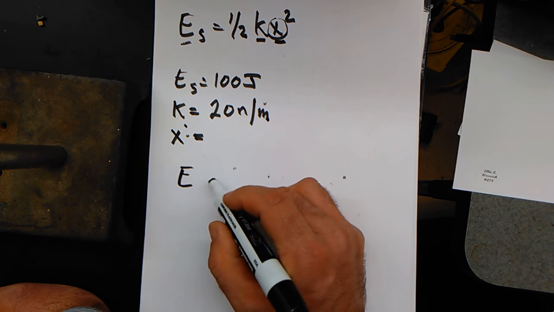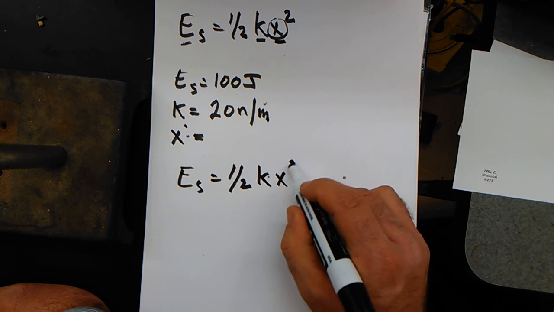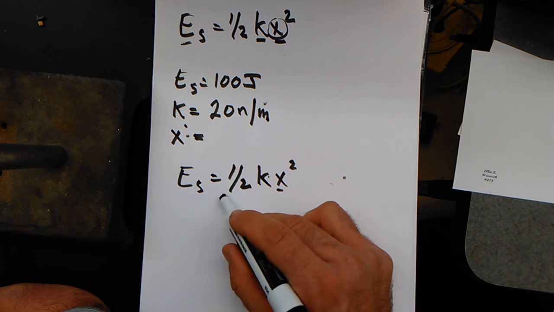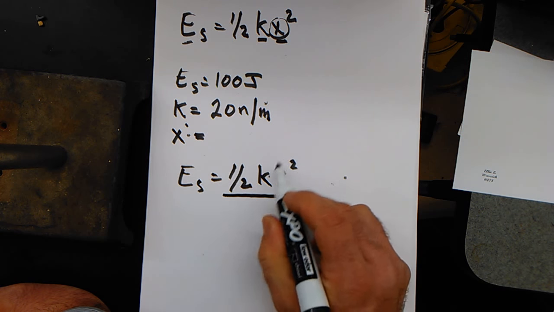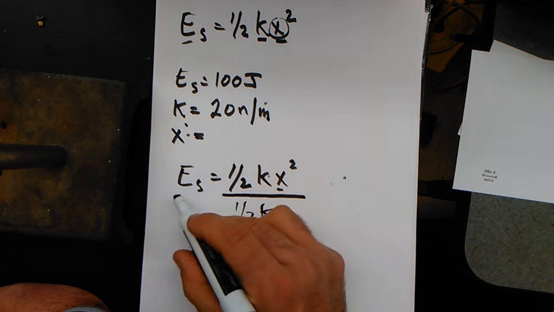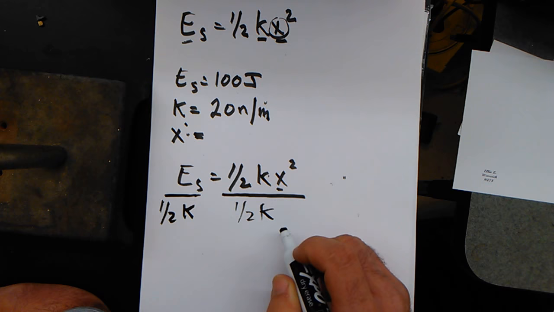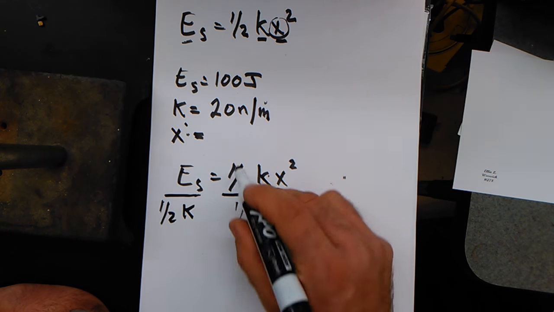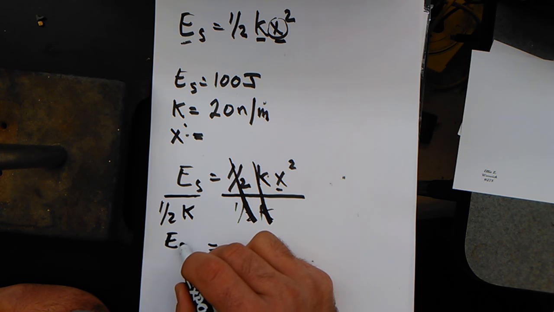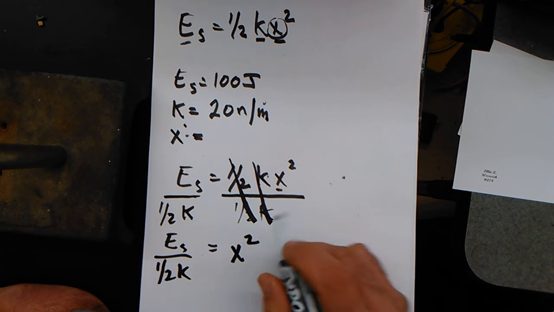And in your Algebra 1 class you learn this. You can solve for a variable such as x by itself. So I'm going to get rid of everything but x. So divided by half k. What I do to one side, I have to do to the other. So half k cancels, and E, the energy of a spring, over half k is equal to x squared.